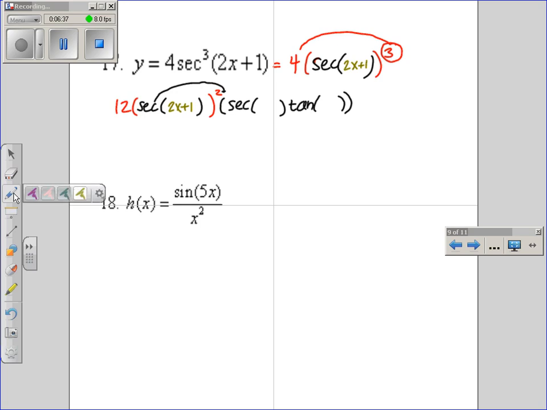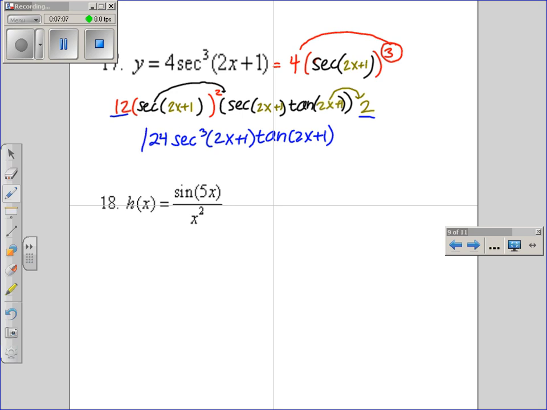Now, again, don't change the peanut to an almond. We keep it the same. And notice there were 3 layers. We took care of the cubed, the secant, and now we've got to take care of the last layer. What's the derivative of the 2x plus 1? 2. So looking at all this, we can combine 12 times 2, and that gives us 24. Notice we have secant of 2x plus 1 squared and secant of 2x, so that means we have 3 of them all together. And tan of 2x plus 1. So here's our answer.